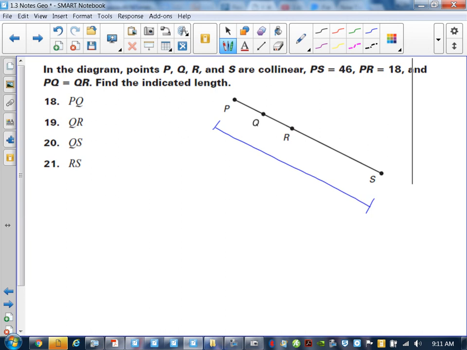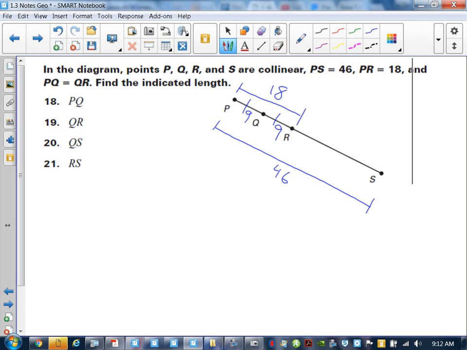So if the whole thing is 46, this chunk is 18, and those two are the same, what does that make those two smaller segments? One big segment. A number. Yeah, good. You'll be able to do some very quick mental math to get that far. The only segment we don't know just by looking at that quick setup is what? I think it's just RS.